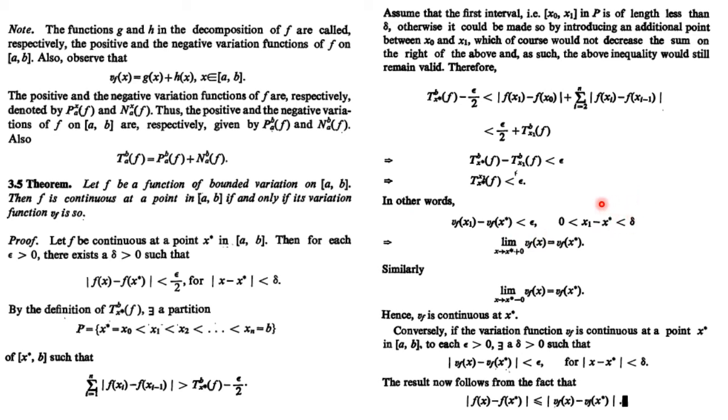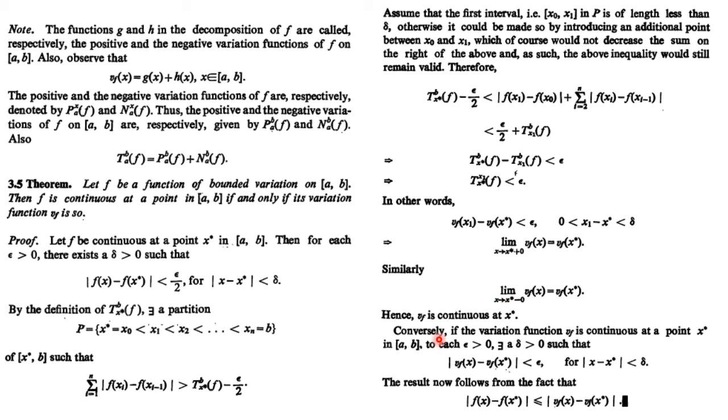Right? So this implies, by the definition, whenever x is going to x star from the positive side as well as the negative side, our Vf(x) is going to Vf(x star). So this implies our function is continuous at x star. So Vf is continuous at x star.